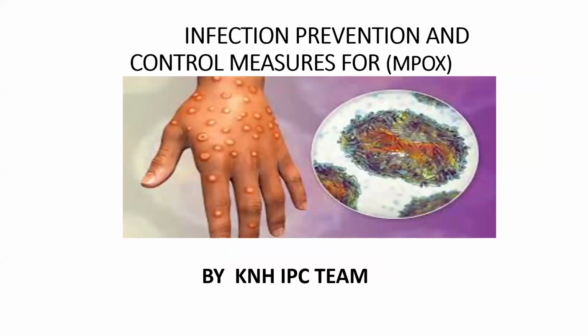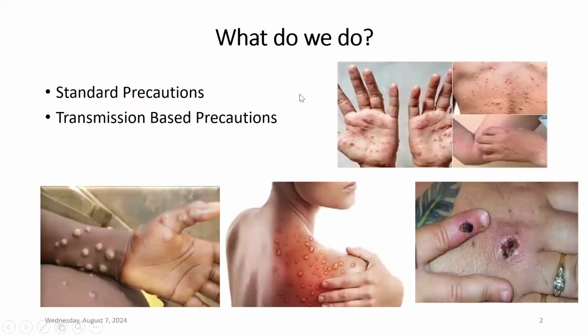So we are going to talk about infection prevention and control measures on Mpox. In the IPC measures, we're going to talk about what we need to do. We need to do standard precautions, and also we need to do transmission-based precautions. The pictures you're seeing there are just the pictures that have already been explained on how Mpox presents.